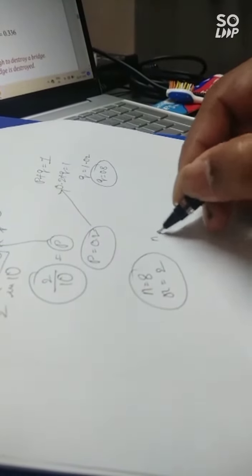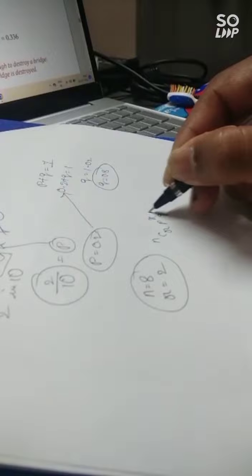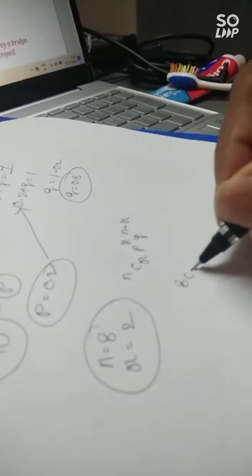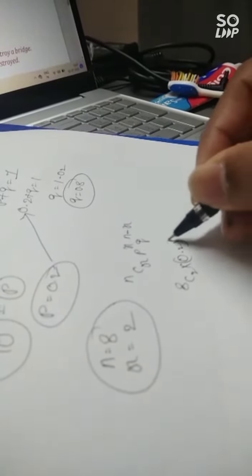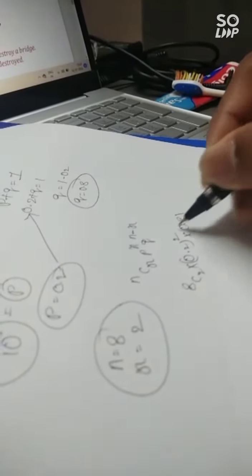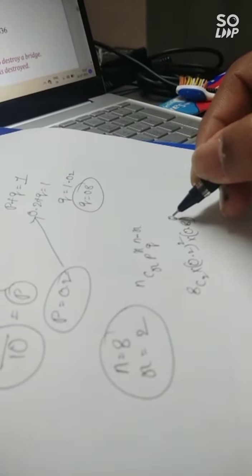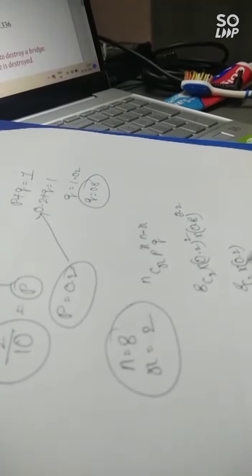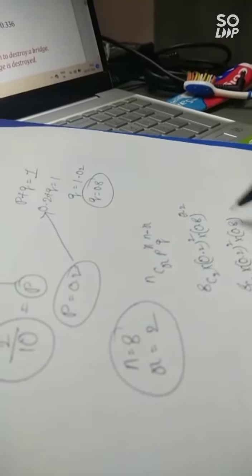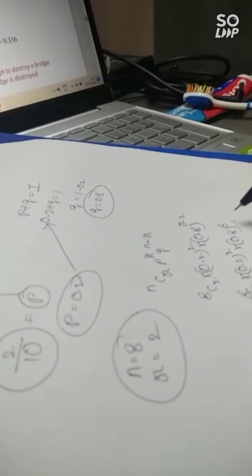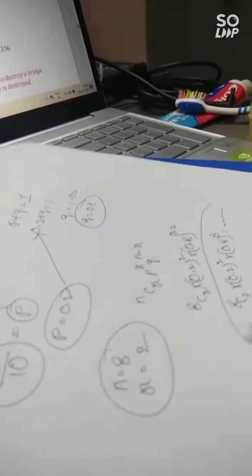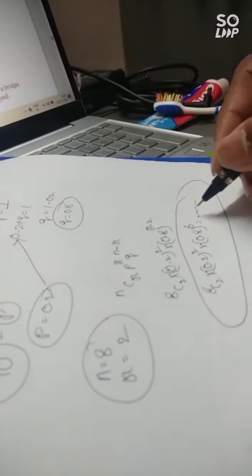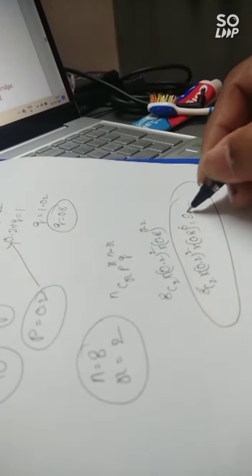So we are now going to substitute everything into the equation nCx p power x q power n minus x. It can be written as 8C2 into 0.2 power 2 into 0.8 power n minus x, that is 8 minus 2. That can be written as 8C2 into 0.2 whole square into 0.8 power 6. When we solve this, we'll get some value, and that will be our answer. And here, after solving everything, the answer is 0.29.